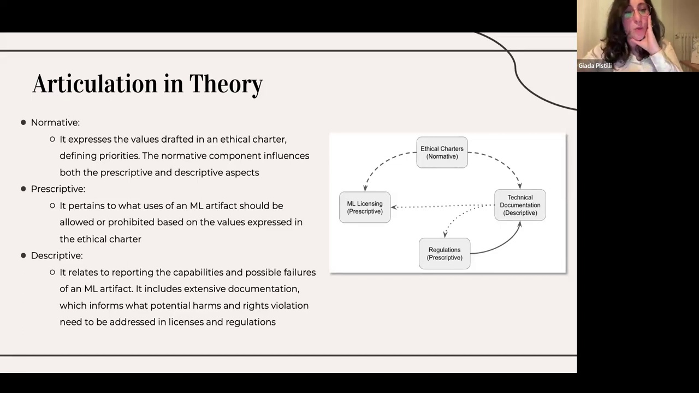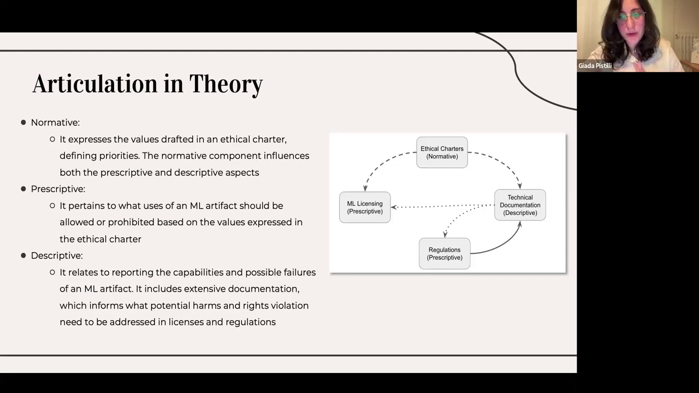And then once again, the descriptive, as I was saying, is the technical documentation, because it reports the capabilities and the possible failures, which is also super important. It includes extensive documentation, as I've been saying, which informs what potential harms and rights violations need to be addressed in licenses and regulation.